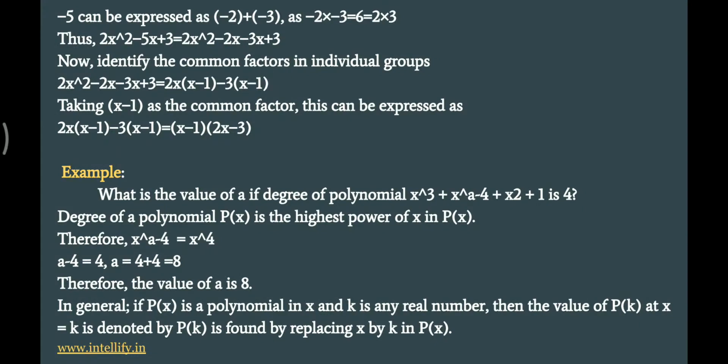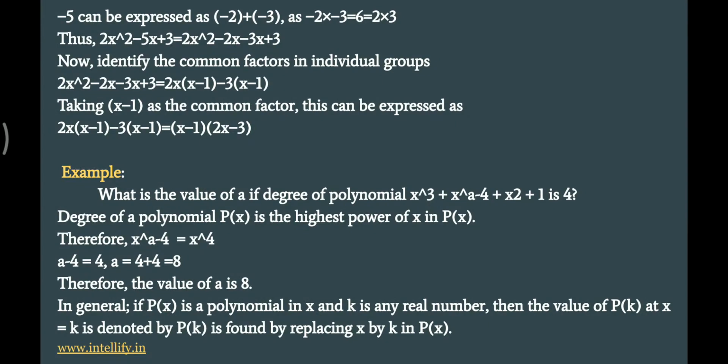And let's go to an example. What is the value of a if the degree of the polynomial x cube plus x power a minus 4 is 4? Here we need to find the value of a, and we know the degree is 4. Therefore x power a minus 4 equals x power 4, where a minus 4 equals 4, and a equals 4 plus 4, which is equal to 8. Therefore we got the value that a is 8.